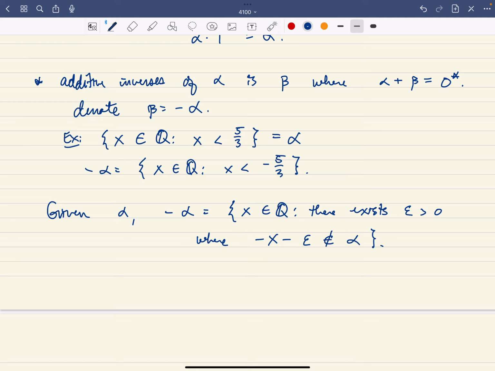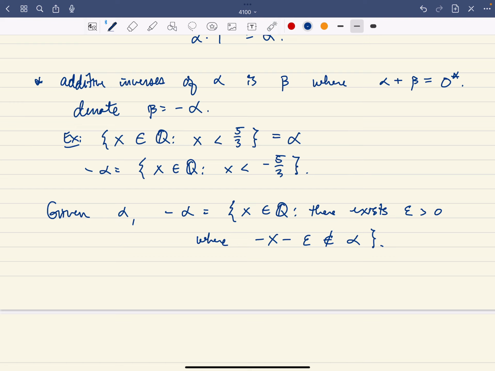And so let's think about what this means. If I have this cut that corresponds to 5/3, then its additive inverse is, of course, this cut, all the rationals that are less than negative 5/3. Another way that you can describe this set is all of the rational numbers x such that there exists an epsilon where negative x minus epsilon is no longer in alpha. Let's think about all of the rationals where if I take negative x minus epsilon, it's not in the original set.